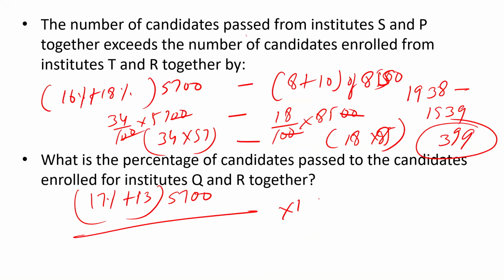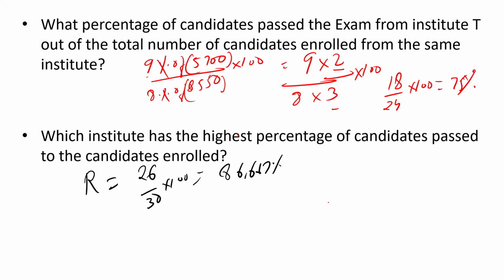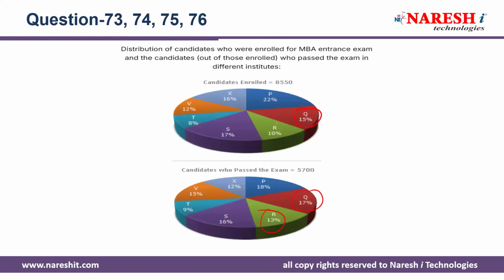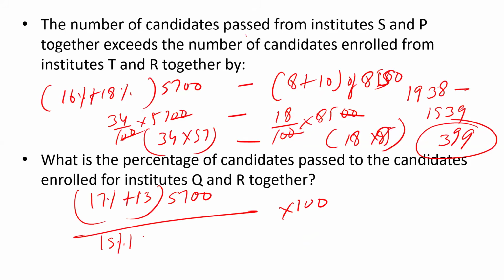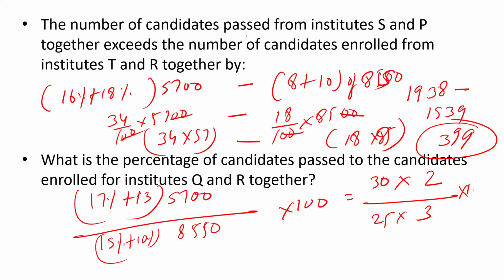Upon into 100. Q and R enrolled: Q and R, 15 plus 10, of 8550. Already I told you, 30 into 5700 can be written as 2 and 25 into 3 into 100. 60 divided by 75 into 100, which is nothing but 4 by 5, 80 percentage.